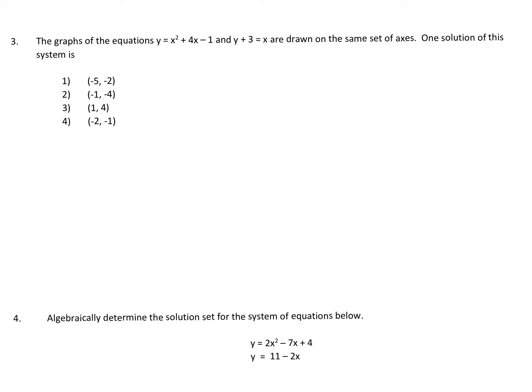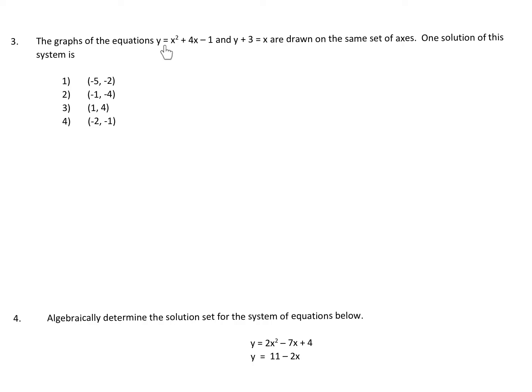Okay, if you can turn to the next page, page 4, we're going to take a look at number 3 on the top of that page. So this time it says the graphs of the equations, and they give us two equations, are drawn on the same set of axes. One solution of this system is... Now we could do this graphically. We could plug this into our calculator and look for the points of intersection. But today we're going to talk about solving systems algebraically, so we're going to do the same thing we did in number 1.